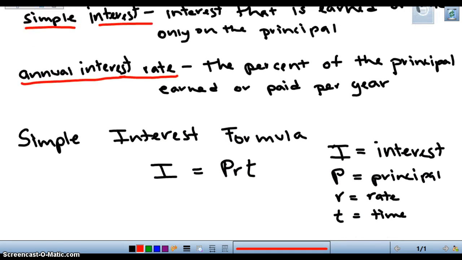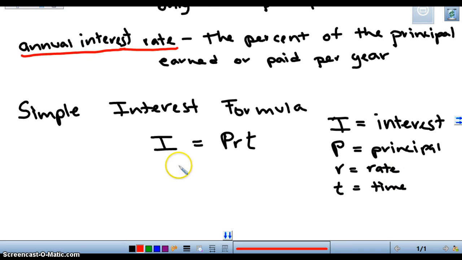Okay, so the simple interest formula says that interest is equal to the principal times the rate times the time. When we're using this formula, rate is always a decimal and time is always in years.